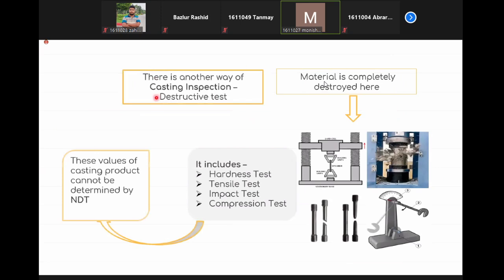Other than NDT, there are other casting inspection methods, like destructive tests, which completely fail the material and study it. Hardness, tensile, and impact tests are ways of evaluating this. But the irony is that NDT cannot predict values or conduct tests like these, which are highly important for casting materials and provide important casting properties.